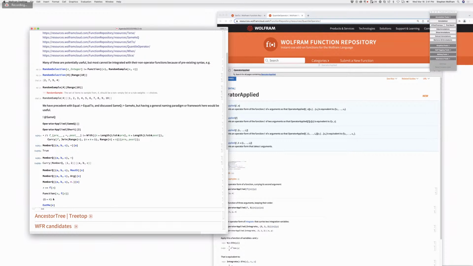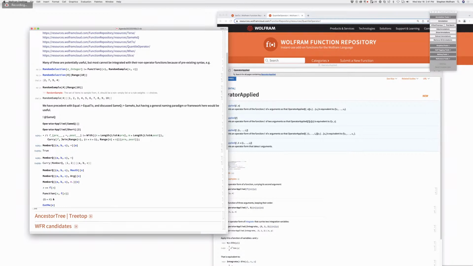But let's come back to our original question. The original question was, do we want a bunch of new operator forms for these various functions where the operator forms are popular, or do we want to find a better general solution to this? One general solution would be a decorator for functions. So operator applied is a decorator for functions, but it is very long. And one possibility is a syntactic form for operator applied, which might be too obscure.